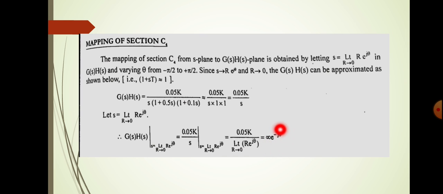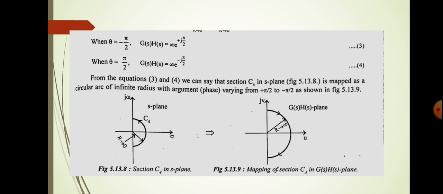And here one thing to remember is that theta varies from minus pi by 2 to plus pi by 2. See, when theta is equal to minus pi by 2, G of S and H of S is equal to infinity into e raised to plus j pi by 2. Similarly, when theta equal to plus pi by 2, G of S and H of S is equal to infinity into e raised to minus j pi by 2.